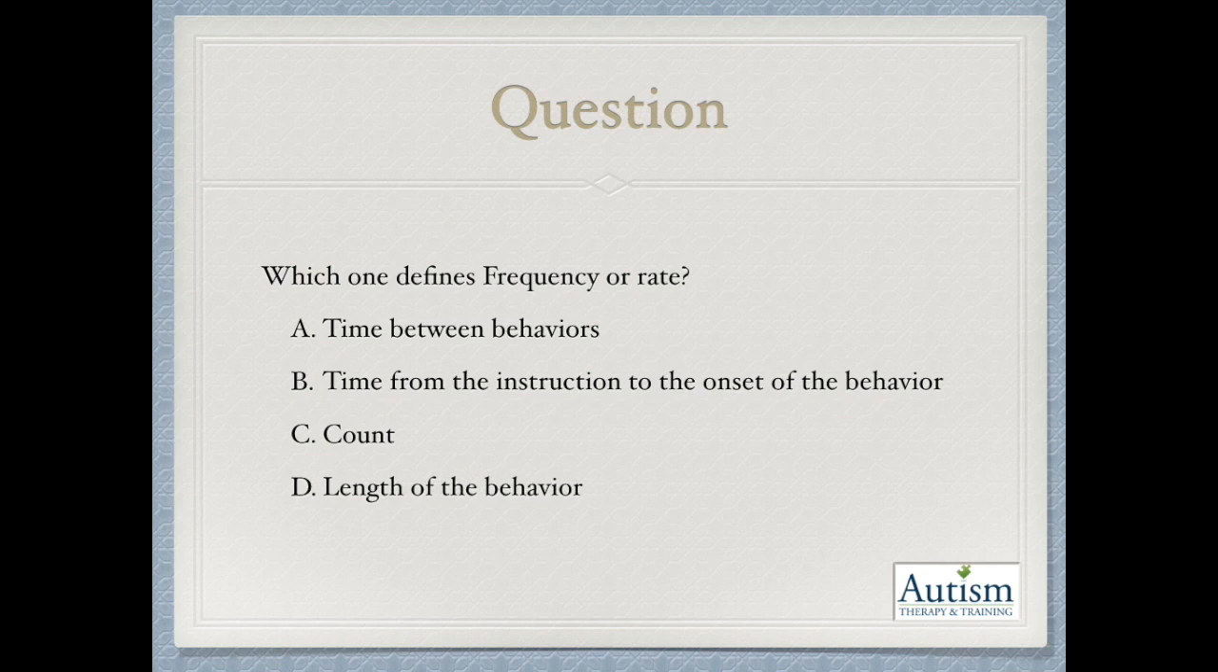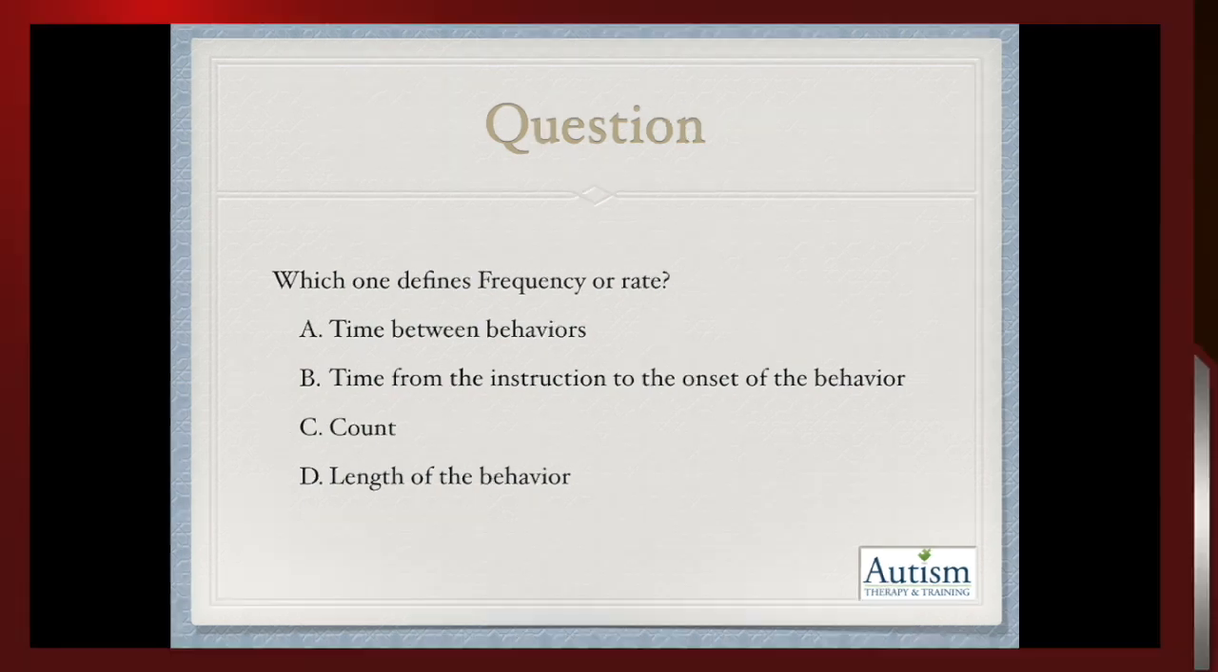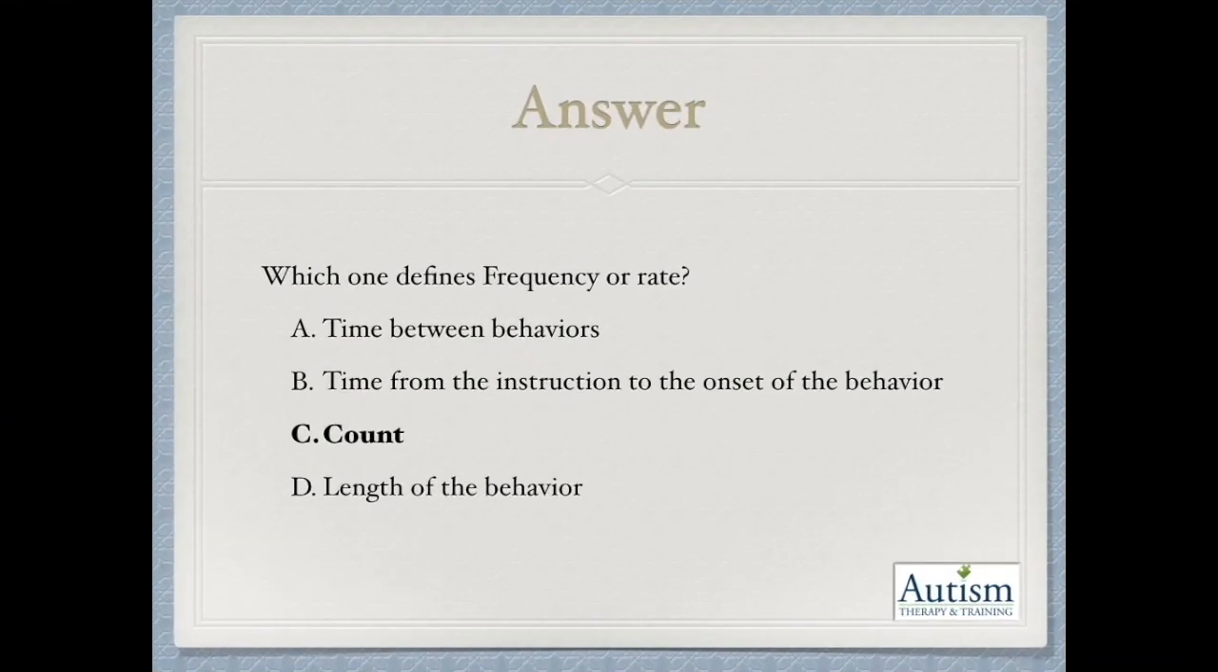Which one defines frequency or rate? Is it A, time between behaviors, B, time from the instruction to the onset of the behavior, C, the count, or D, length of the behavior? And the correct response is the count.